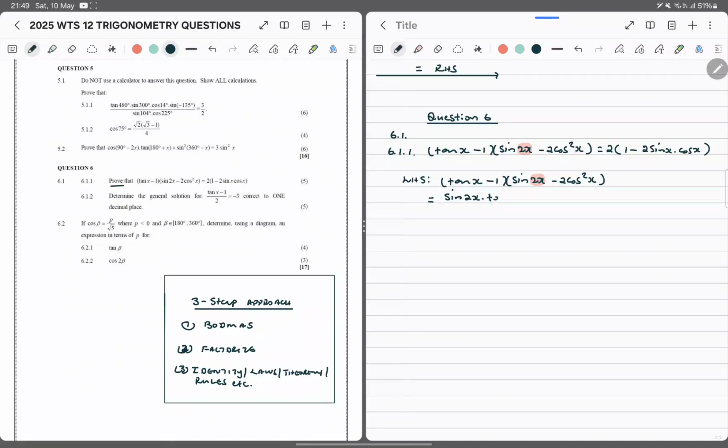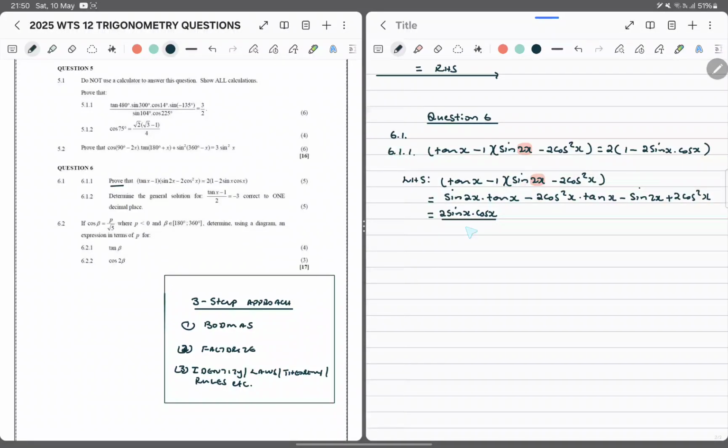sine 2x times 10x minus 2 cos squared x times 10x minus sine 2x plus 2 cos squared x. Okay, so that's just FOIL method. Now once this is done, what did we allow ourselves to get into? Identities. So this is 2 sine x cos x.